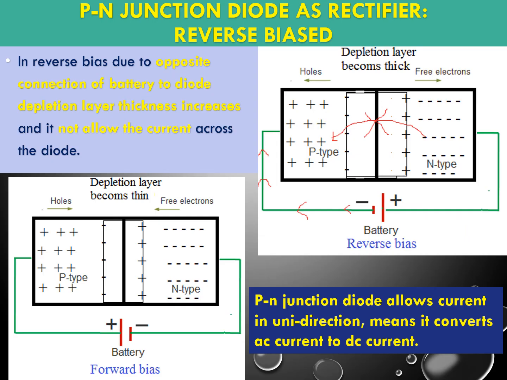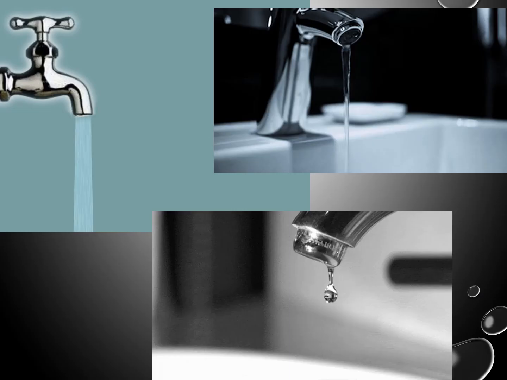So the next one is the PN junction diode. Same things, how forward bias and reverse bias are connected to each other. The next one is semiconductors acting as transistors.